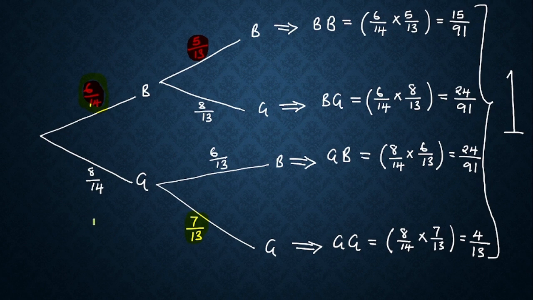Another last choice is that we can pick a girl, which is the 8/14, and we pick a boy, because we are told that at least one of them should be a boy. So we have got three options in this question. So one of them should be a boy. So how do we write that one?